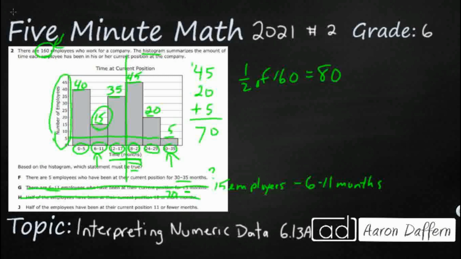And we have another half question down here. Half of the employees have been at their current position 11 or fewer. So I'm looking right here for this next one. I'll put a little squiggle there. It's 0 to 5, 6 to 11. There's only 2 buckets. And that's going to be 40 and 15. That is not going to be 80 either. That's only 55, so it's not nearly half. So I guess we were right with our very first response. The answer is F.